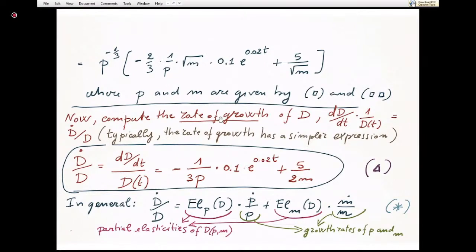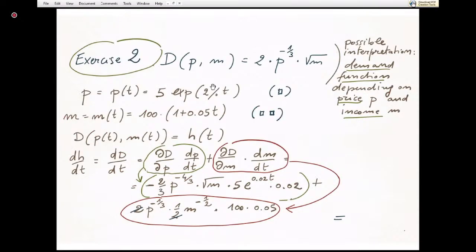Now I want to compute the time growth rate, the rate of growth, which is not the rate of change. The rate of growth is the log derivative. So basically it is the time derivative divided by the function. So it is the derivative of d with respect to time over d. Why is that useful? Look at this common factor here. It is also present in the function, okay? So you will have a lot of simplifications here.